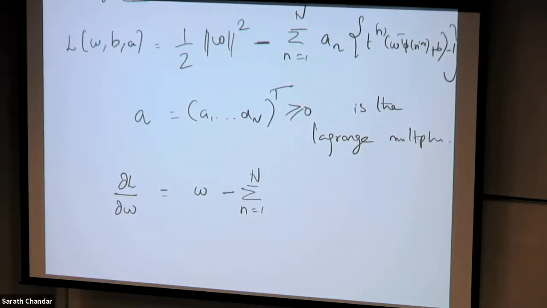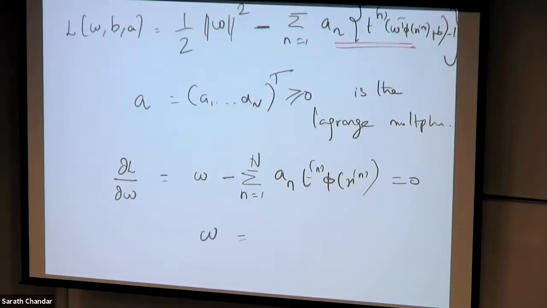You see that the W is only in this particular term, right? So the B term is going to go to 0. One term is also going to go to 0 when you differentiate. So when you differentiate this particular term, you're going to get An Tn phi of Xn. So this is equal to 0. Now W is given by summation over N is equal to 1 to capital N, An Tn phi of Xn. That's it.